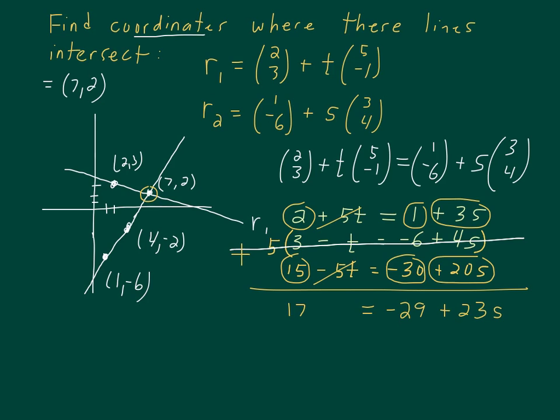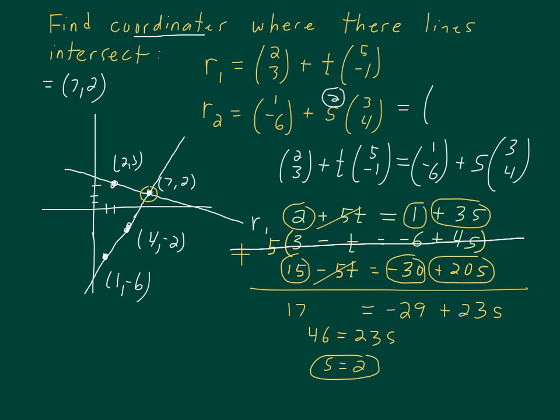From there, just solve this equation. That would give us s equals 2. So we found one of our scalars. We found that up here the s is 2. So look what happens if we were to put a 2 in there. Let me go down below here. I'll do it up top.